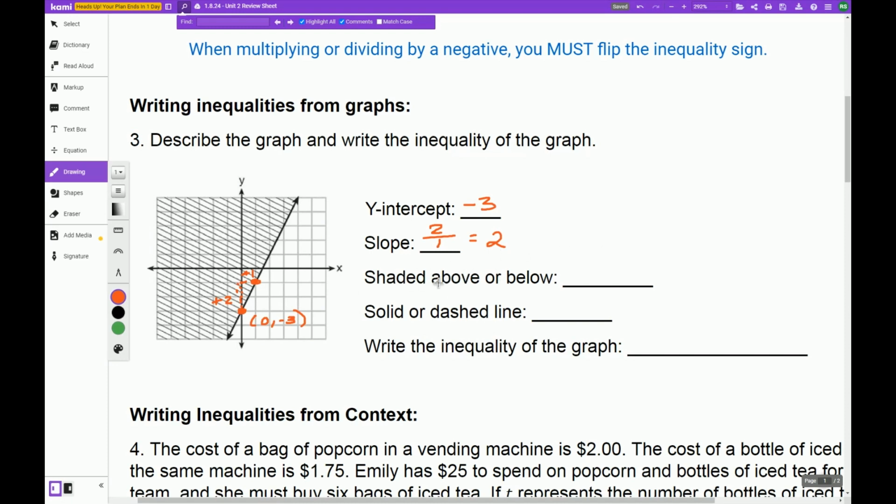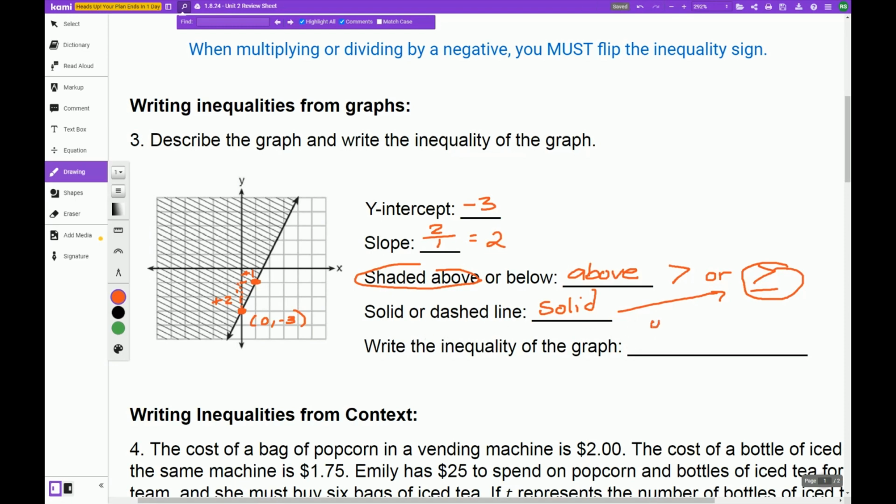Is it shaded above or below? If I look at this line, is the graph shaded above the line or below the line? We can see that it is shaded above the line. Is this line solid or dashed? If I look at the inequality line, we have a solid line. Okay, so now I have to write the inequality. I know we have to have negative 3, we have to have 2. I can see it shaded above, so that means it's greater than or greater than or equal to. But because it's a solid line, that means it's only greater than or equal to.